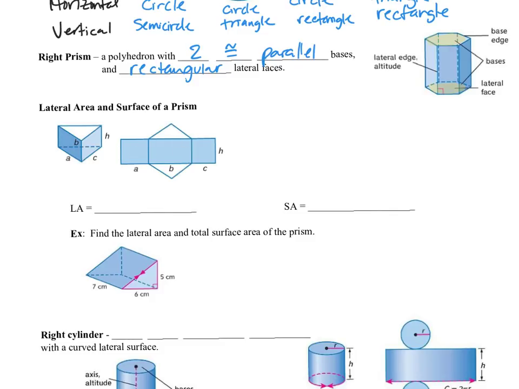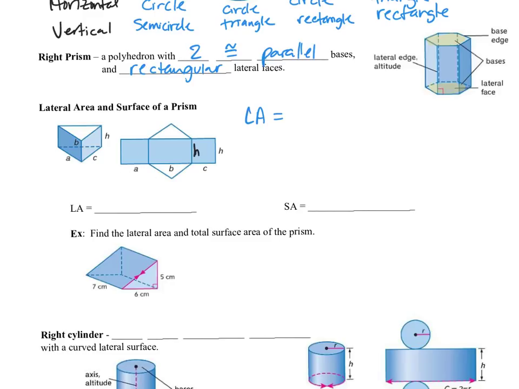So let's start by deriving a formula for the lateral area for a right prism. Looking at this example of a triangular prism, if you look at each one of these lateral faces, you can see one of them measures C by H. This one measures B by H, so let's go ahead and label that height H. And then the last rectangle measures A by H.